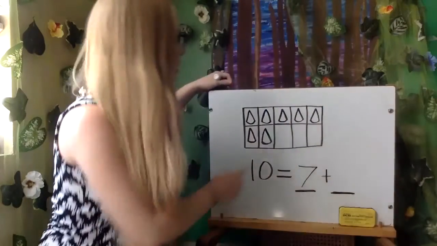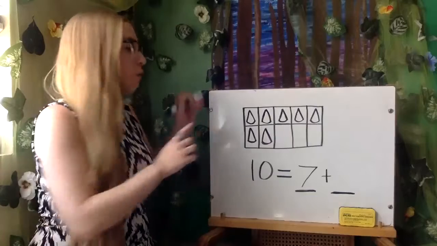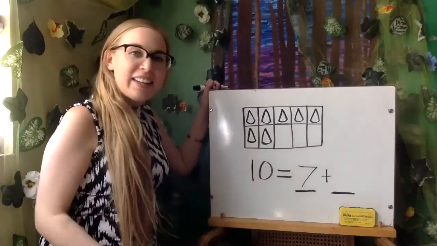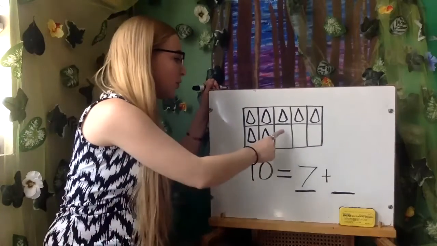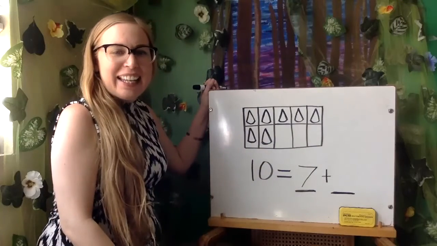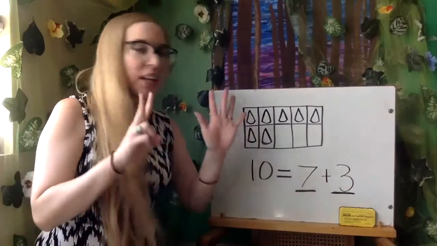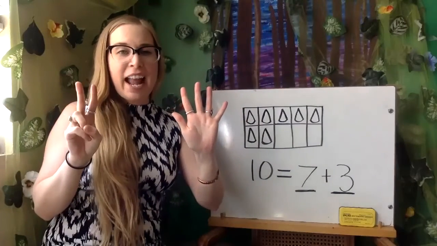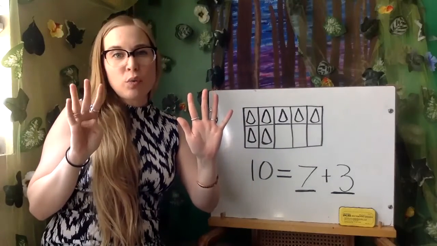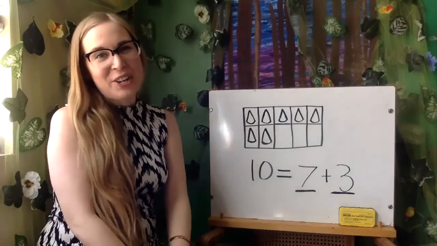And then we have to count these empty squares right here. That's going to tell me how many more we need. If we have 7, how many more do we need to get to 10? Go ahead and count those blank squares. How many did you get? If you said 3, you're correct. Let's write that down, and then we're going to double check our work to make sure we got it right. So we started with 7. If I have 7 and I add 3 more, 1, 2, 3, do I have 10 now? Yeah.